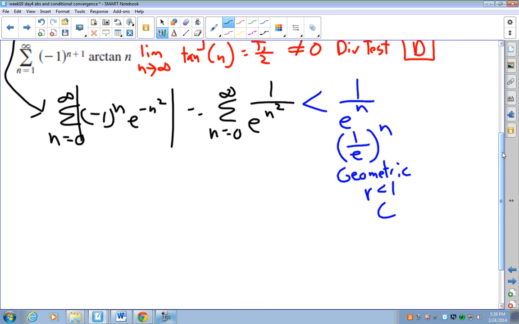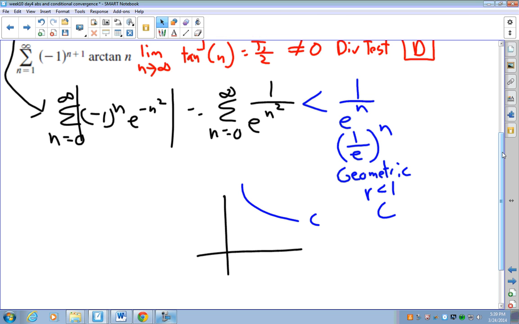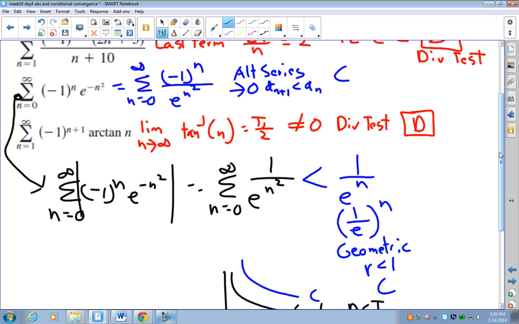So picture time here. Blue guy converged. The black one is underneath it. So he also converges by the direct comparison test. So for that problem, it converged without the absolute values, and it converged with the absolute values. So he is also absolutely convergent.